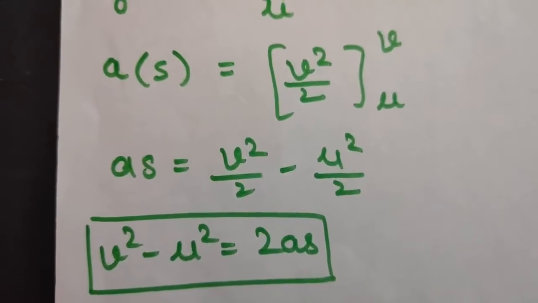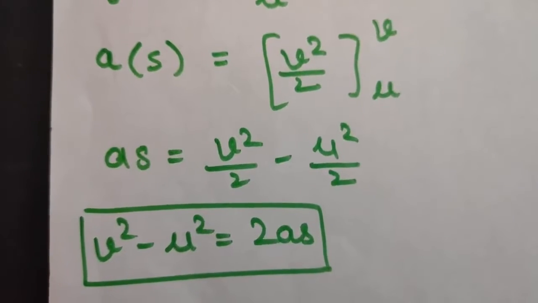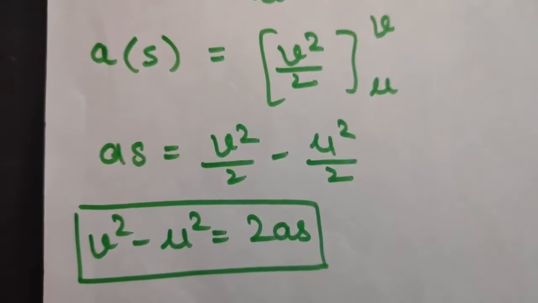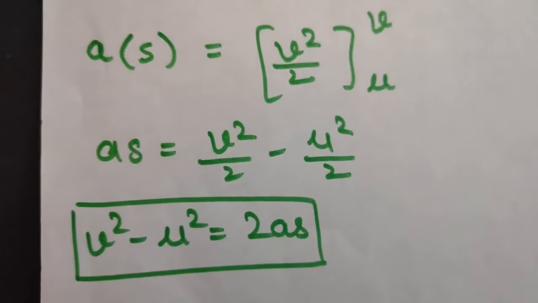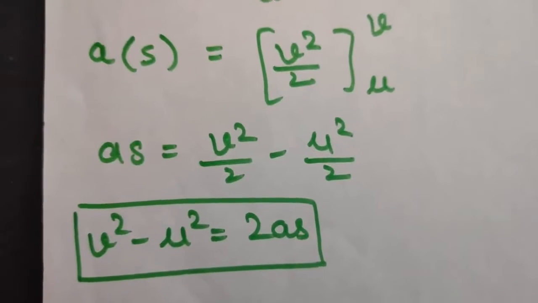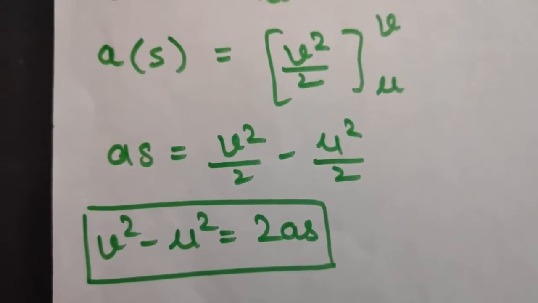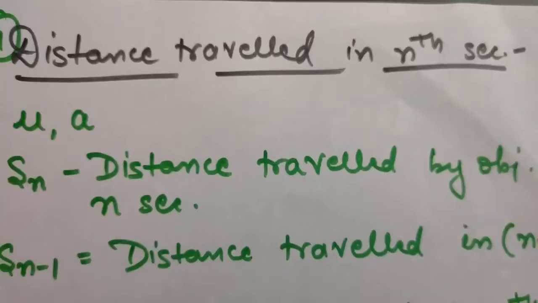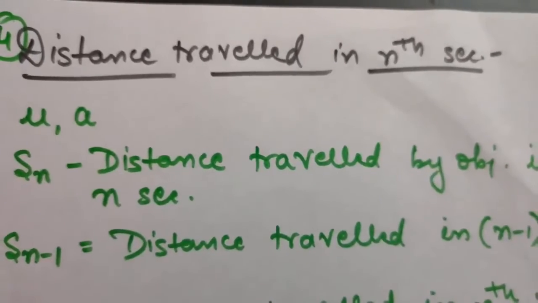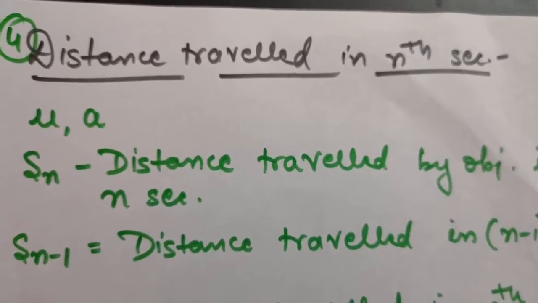Okay, so now we have derived all the three equations, that is v minus u is equals to at, second is s is equals to ut plus half at square, and third is v square minus u square is equals to 2as. Okay, so the next derivation is distance traveled in nth second.